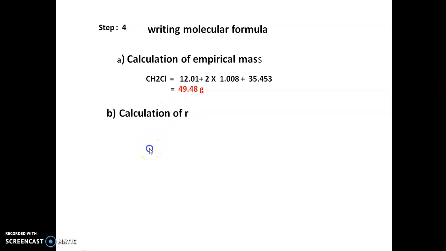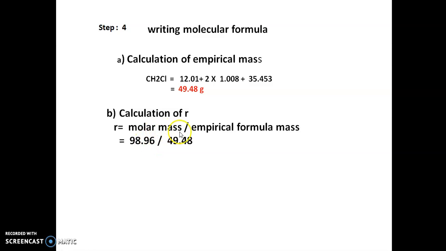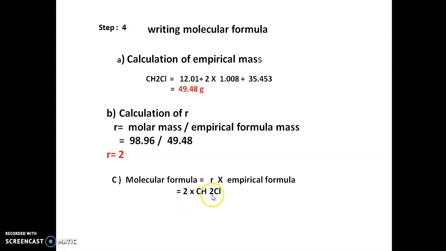Next is the calculation of n. So n is equal to the molar mass divided by the empirical formula mass. So it comes out to be 2. And lastly we calculate the molecular formula. The formula for this is n into the empirical formula. So 2 into CH2Cl comes out to be C2H4Cl2.